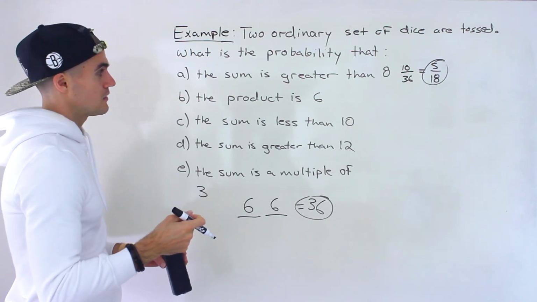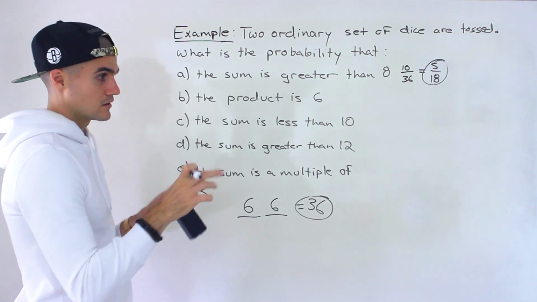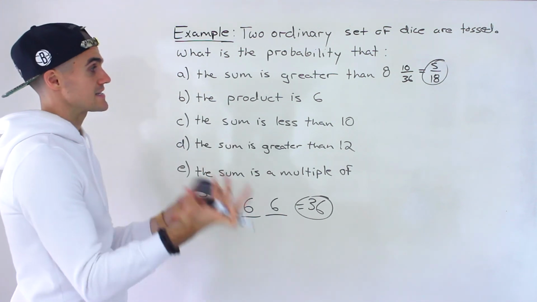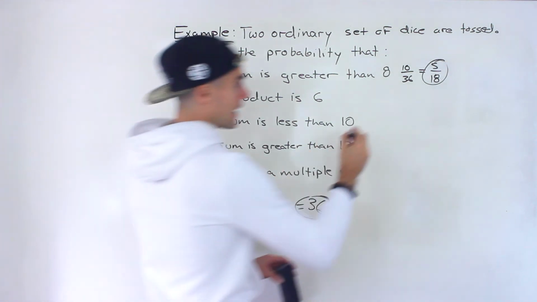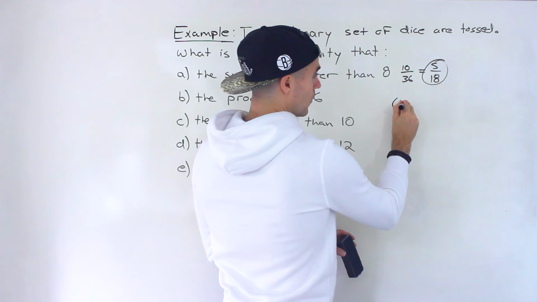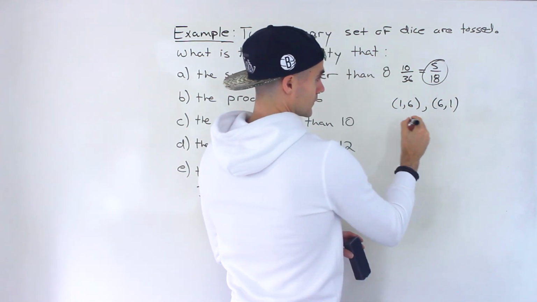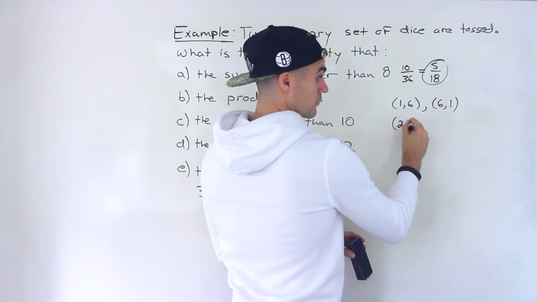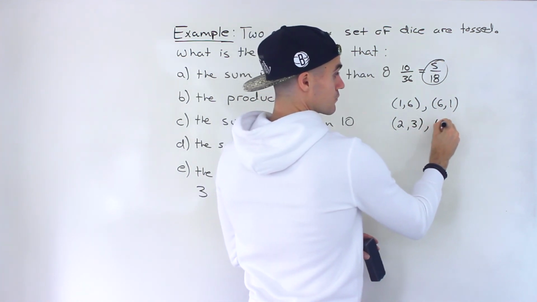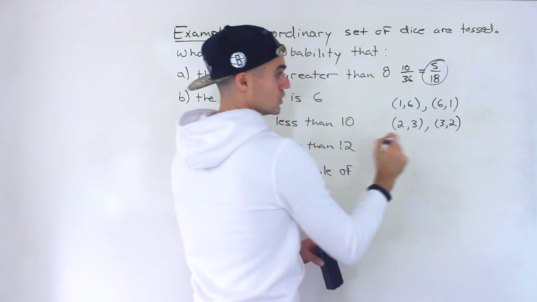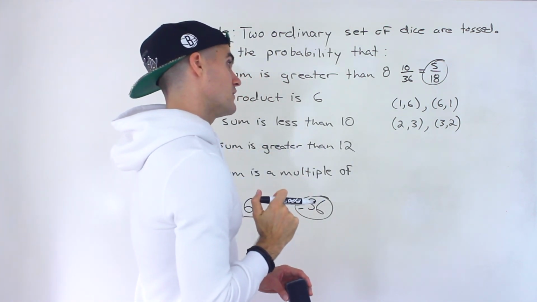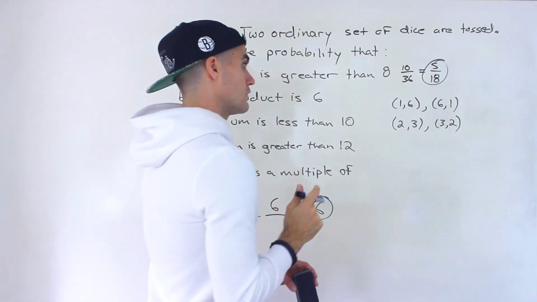Now what about B? The product of both values of the dice would be 6. So how can that happen? Well, you can have 1 and 6. You can have 6 and 1. You could have 2 and 3. You could have 3 and 2. And then I believe that's it, right?